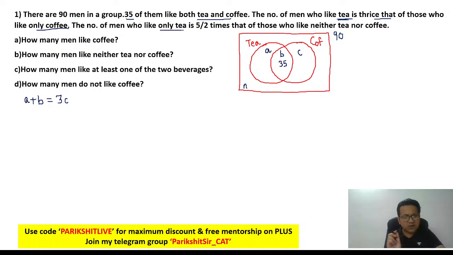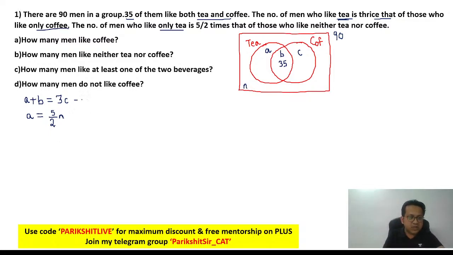The number of men who like only tea. Remember, only tea. It's not tea. So only tea is A. Had they said T, I would have said A plus B. But because they are saying only T, it means A. The number of men who like only T is 5 by 2 times that of those who like neither tea nor coffee. So neither tea nor coffee is N. So A is equal to 5 by 2 N. Correct? Okay. Anything else? Any other equation that you can frame?